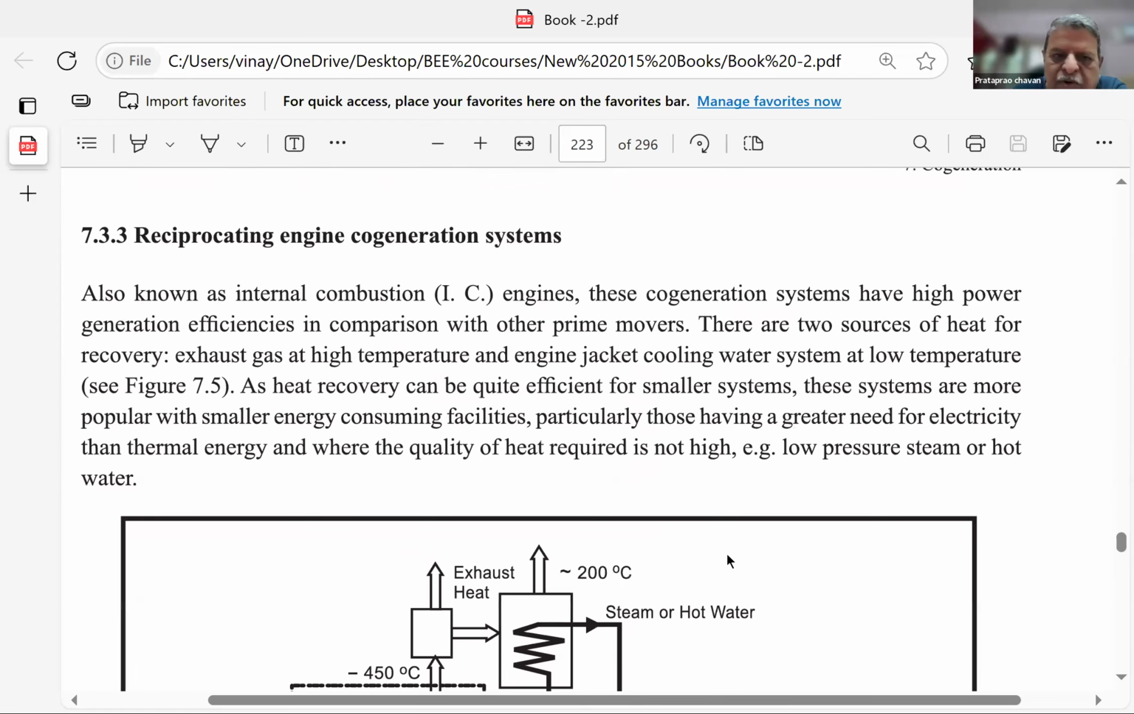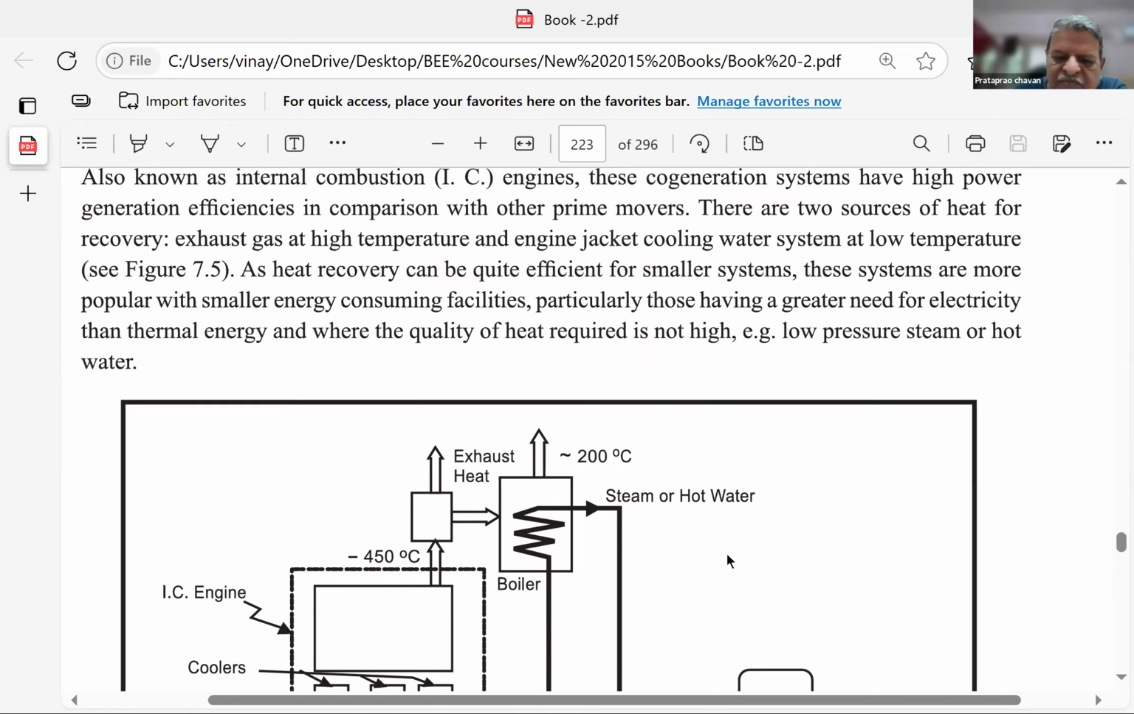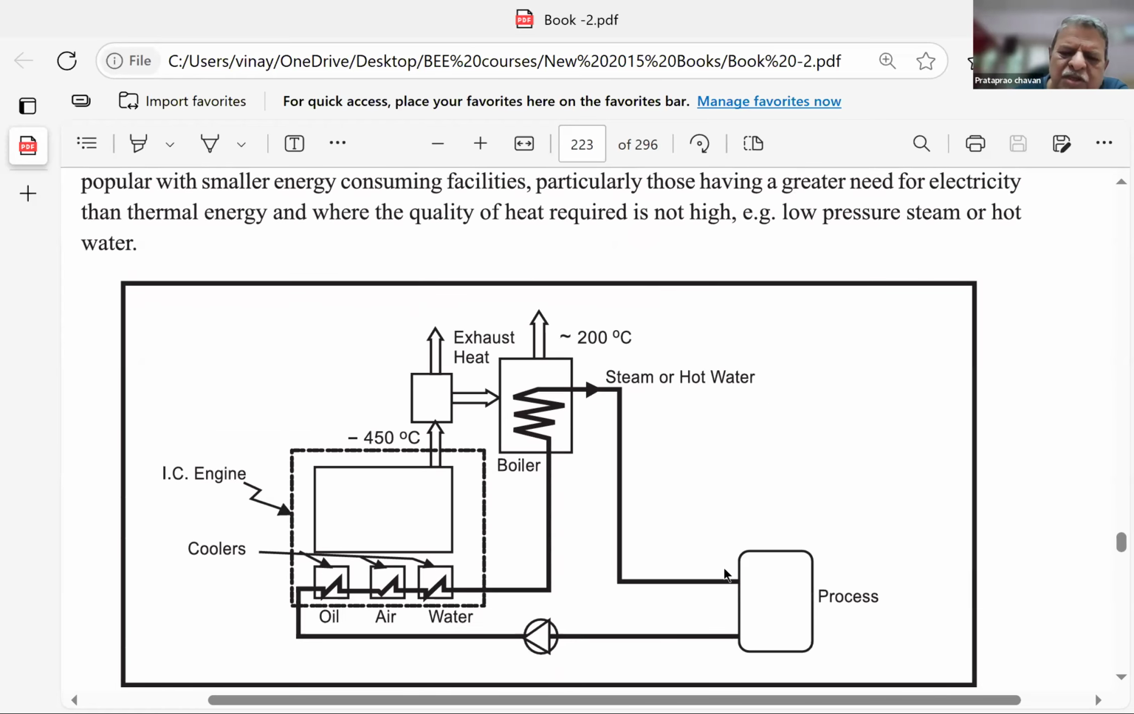Right. Reciprocating engine generating systems. Here, only the prime mover is different. In earlier ones we have seen steam turbine, then gas turbine. Here, IC engines, internal combustion engines. Internal combustion engines are very well known to you. Internal combustion engines exhaust at high temperatures. Their gases are very hot.